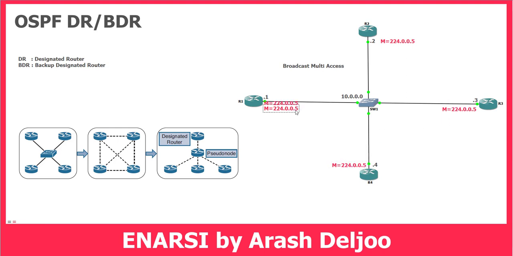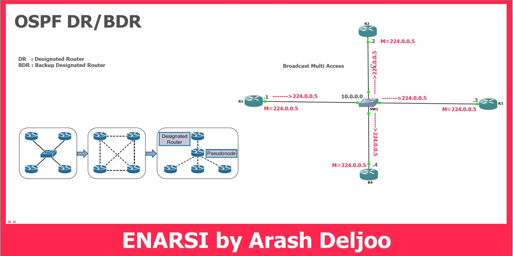After that, you know that R1 is sending its hello to 224.0.0.5, and this hello can be received by router 3, and also router 2, and finally router 4. What does it mean? It means that R1 sends its hellos with one multicast packet to all routers connected to this broadcast multi-access network, to this Ethernet network.